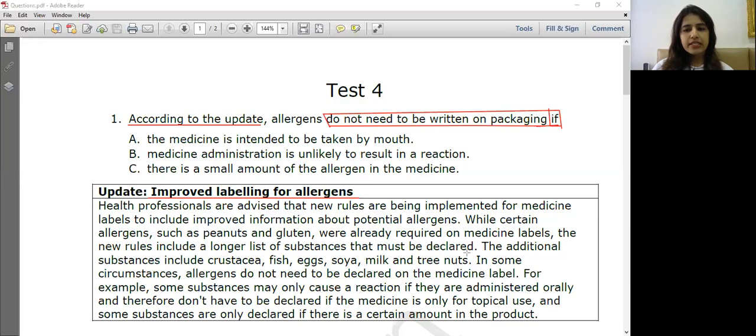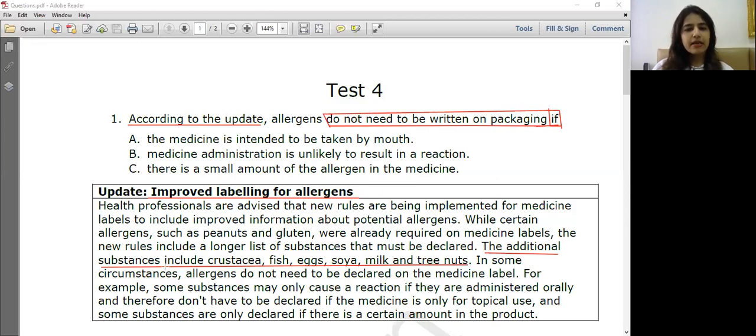So here you can say that there have been some changes. These ingredients were initially not included, but now they have also been included in the list of allergens that must be mentioned on the packaging. Now, what I have to find out is when not to mention.